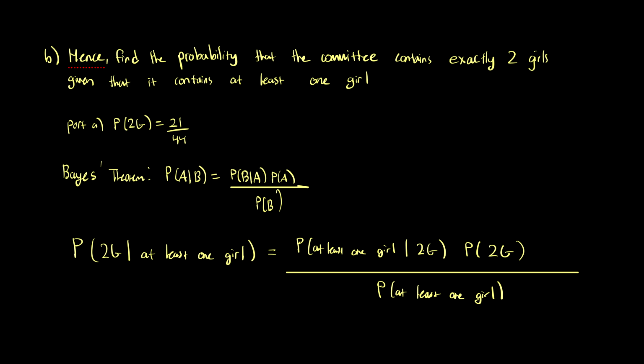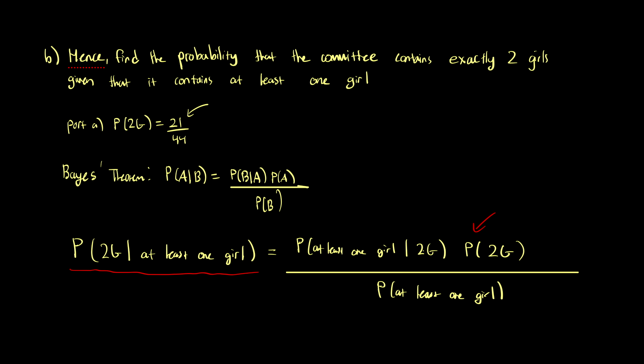Now part B asks, hence find the probability that the committee contains exactly 2 girls given that it contains at least 1 girl. So recall in part A, we got the probability of having exactly 2 girls in the committee, which is 21 over 44. And now the question asks, what is the probability of having 2 girls given that you have at least 1 girl in the committee? And using Bayes' theorem, we can reorganize it like this.